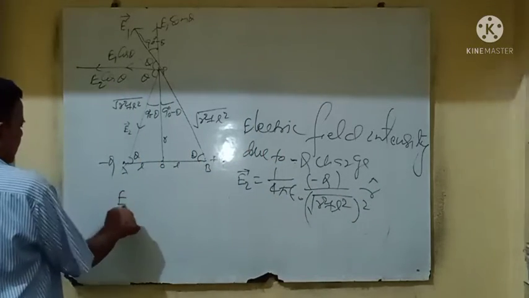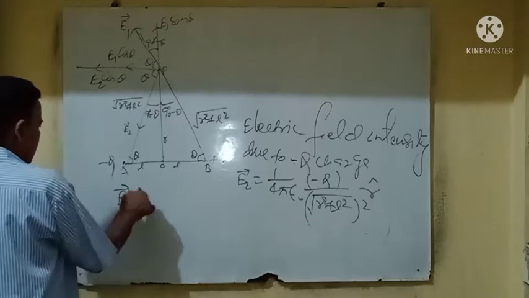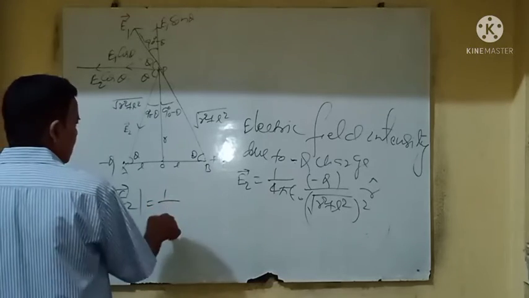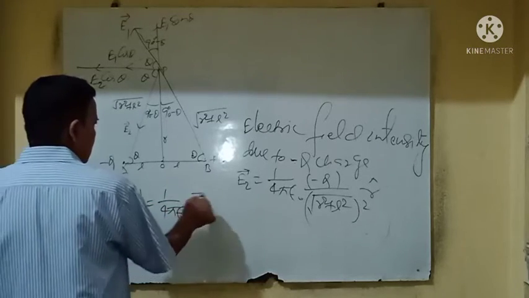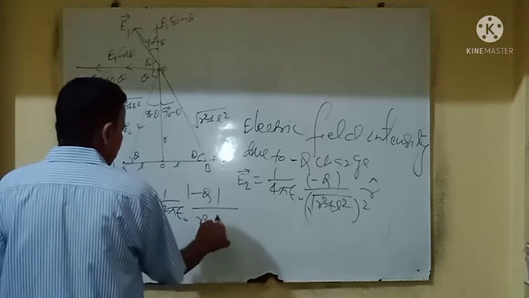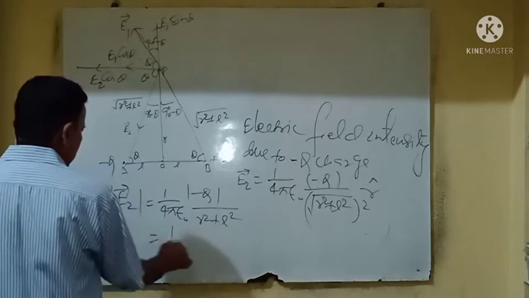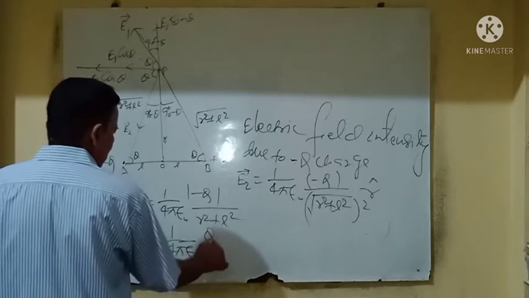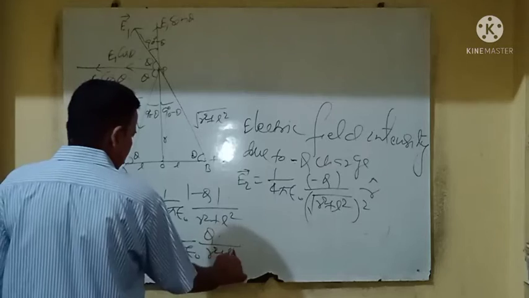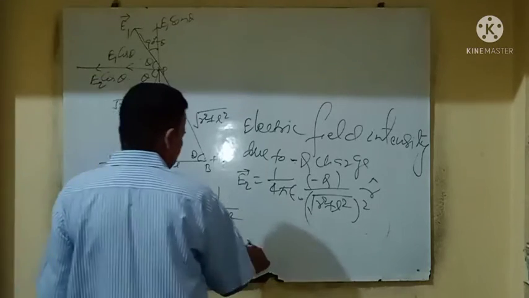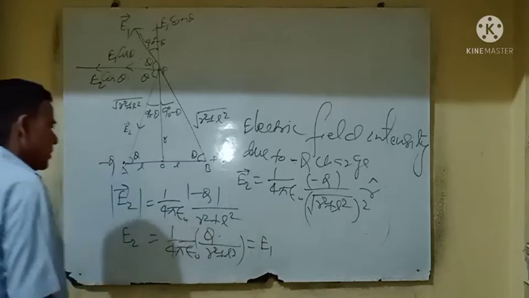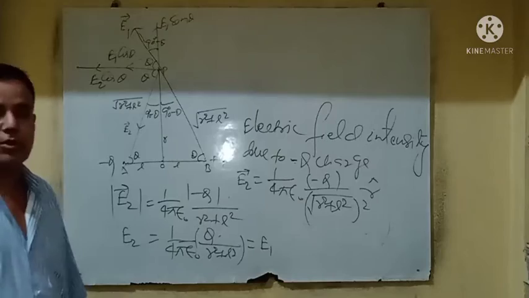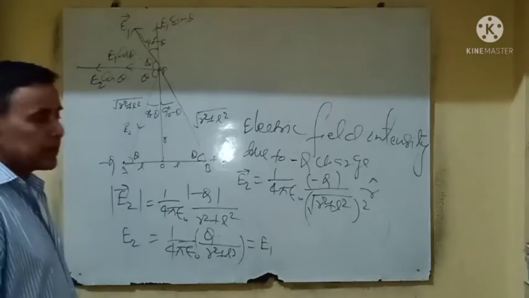What is the magnitude of E2? We take the magnitude of E2. That is 1 by 4 pi epsilon naught, mod of minus q, divided by r square plus l square, which is 1 by 4 pi epsilon naught q by r square plus l square. It is equal to E1. In this way, the magnitudes of both fields will be equal to each other.